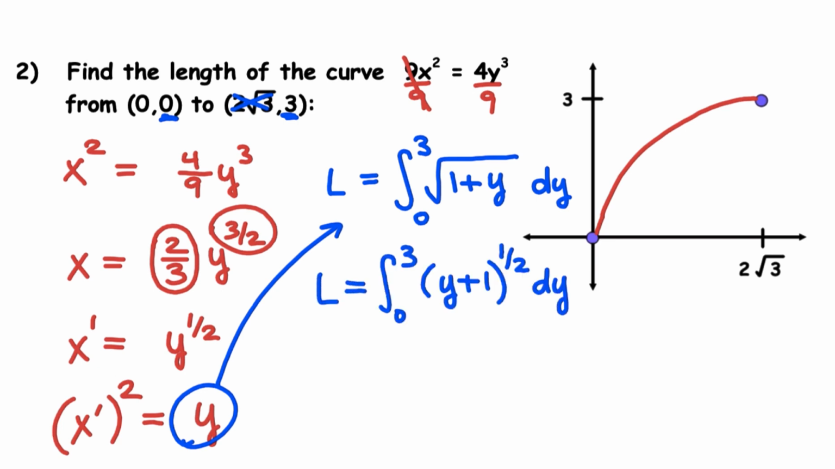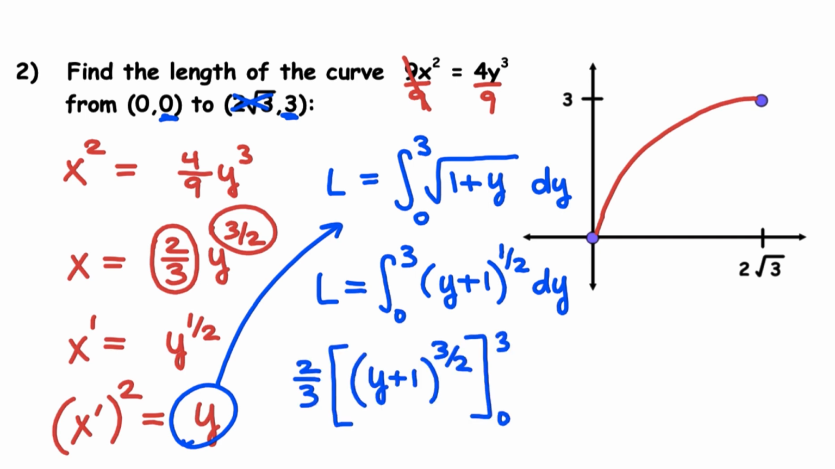I rewrote it as y plus 1 to the 1/2 power. Up by a power, divide by the new power, and put the 3 and the 0 in. Here we go. I kick the 2/3 out as I usually do, so 2/3 in front. Okay, in goes the 3. That's going to be 4 to the 3/2. Again, from Algebra 2, 4 to the 3/2 will give us 8.